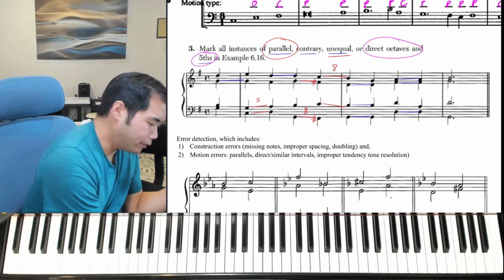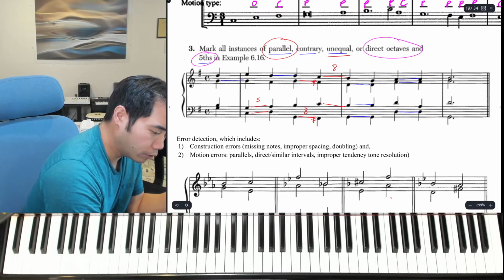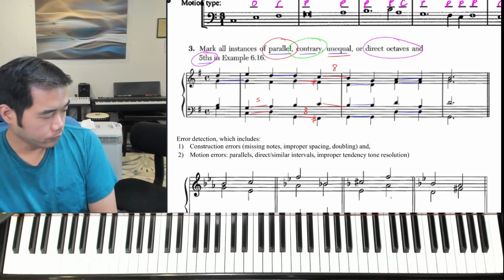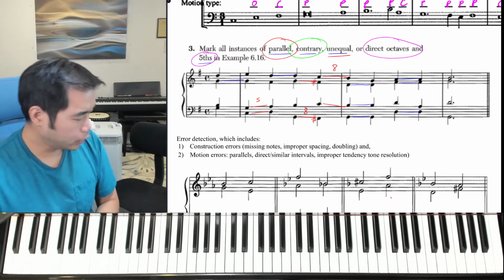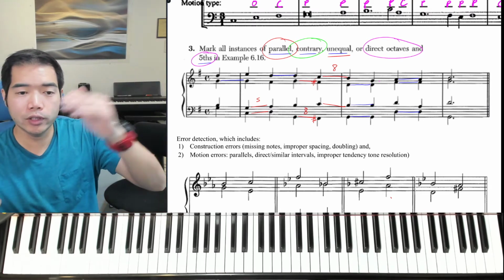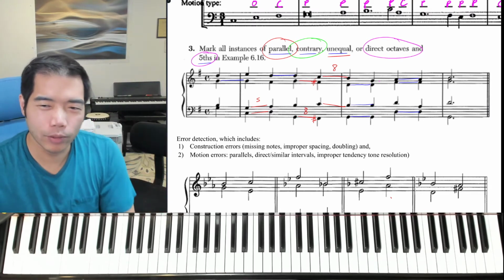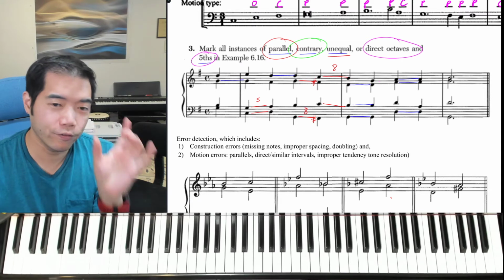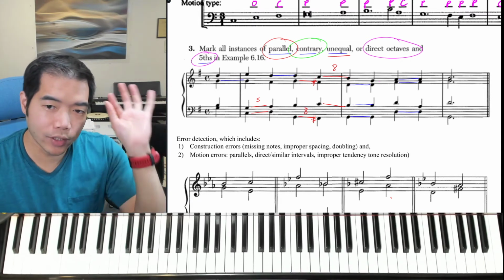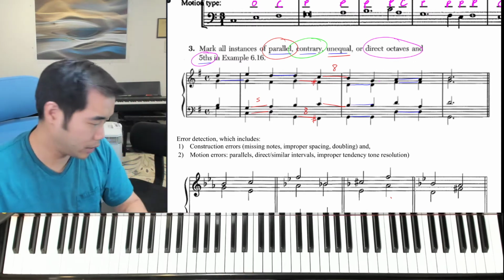Now the only thing left is contrary motion. I'll do this in green. Contrary motion. Okay, contrary motion is pretty simple. You're looking for any instances where the voices go in contrary motion. But guess what? This only matters when you're dealing with fifths, unisons, or octaves. That's it. So we're looking for any fifths.